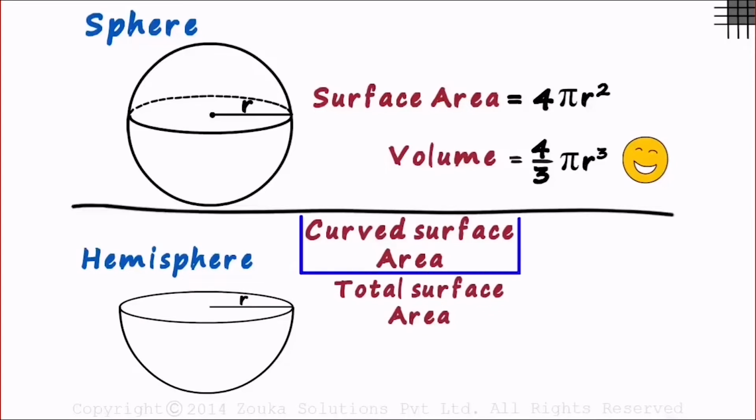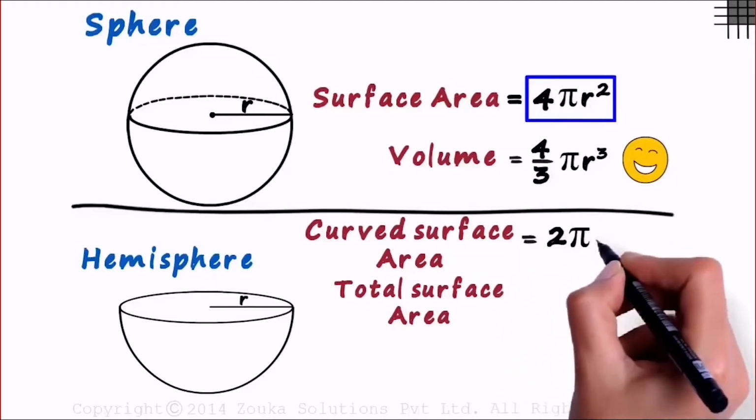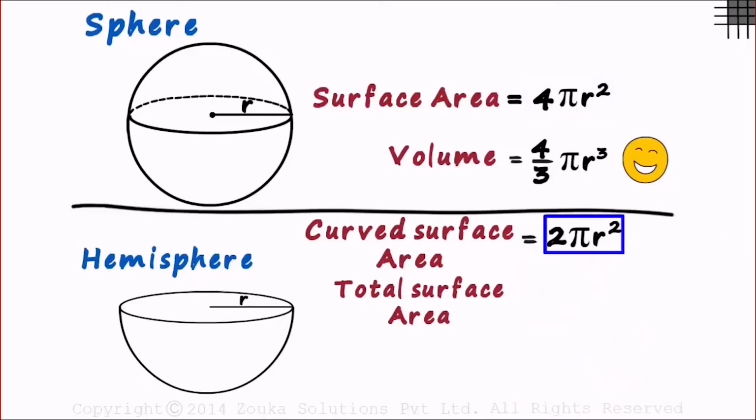Let's look at the curved surface area first. Looking at both the figures, we can easily say that it will be half that of the surface area of the sphere. Dividing this by 2, we get 2 pi r squared. That's the curved surface area.